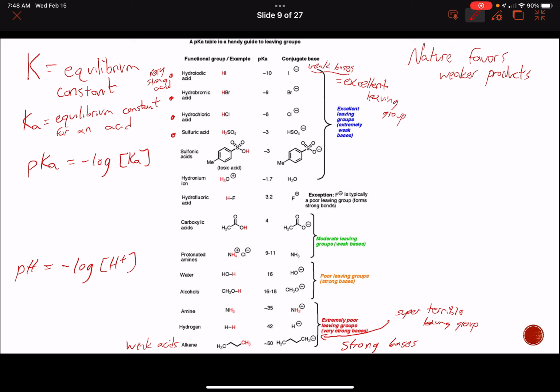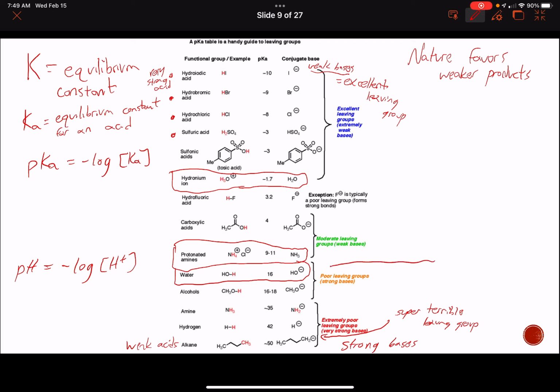Not everything in the lesson today is on this chart, but a lot of the groups are. The attacking groups that we're going to feature today are NH3, OH minus, and water. I'm circling those because I want to point out that OH minus, which is a poor leaving group, is a great attacker. Poor leaving groups are great attacking groups. They're wonderful nucleophiles. They will react quite strongly.